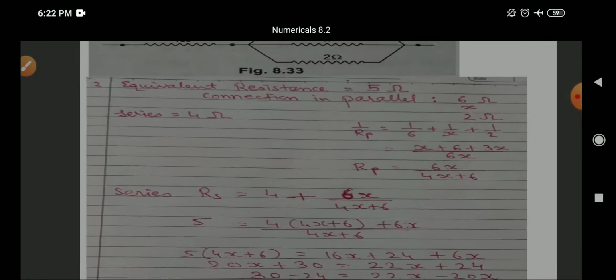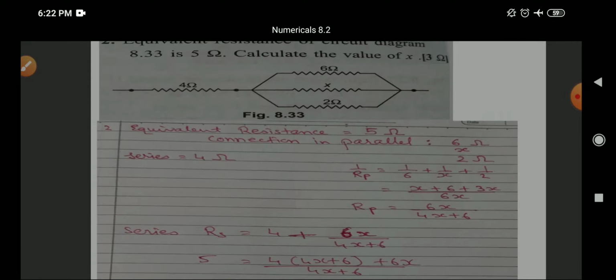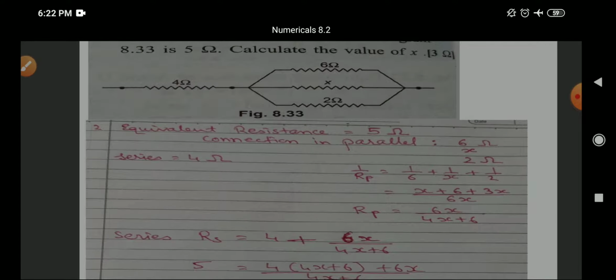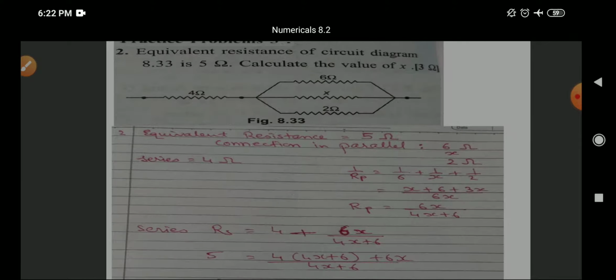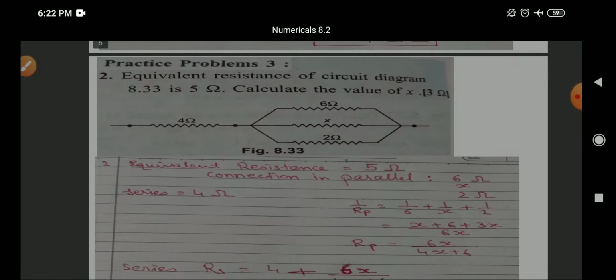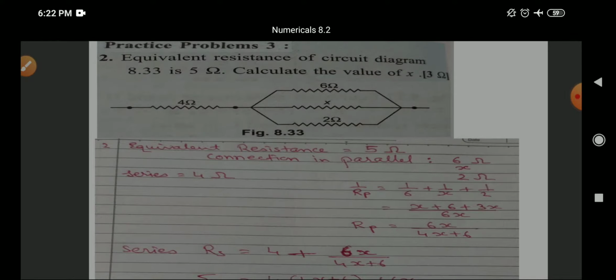So first of all, you require to find out which one are in parallel and which one are in the series, and then you simplify the whole Rp by taking LCM, find out the Rp along with the Rs, and you find out the unknown resistance of the unknown resistor. Understood? Okay, so this is the end of one type of sum. We'll do the rest in the next episode.